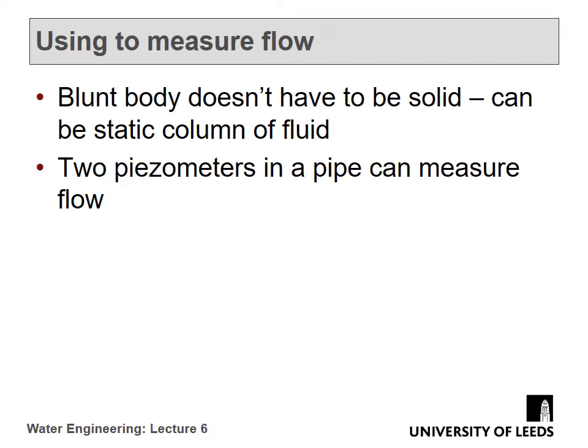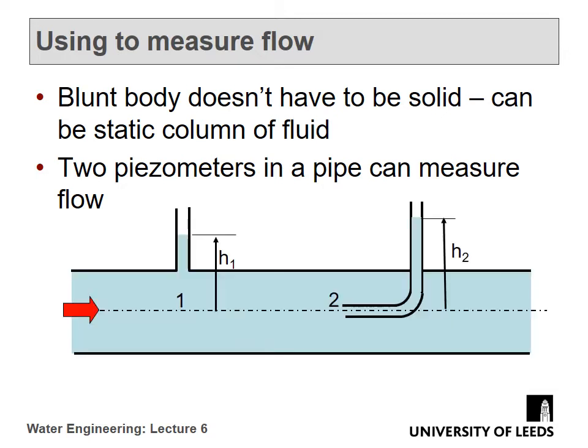Now, this blunt body, this thing that's stationary, doesn't have to be solid. It can be a static column of fluid, so it might be this L-shaped tube which we fill full of fluid, and as the flow flows along it, you've got some velocity going in here. It'll push the fluid up to a certain height, h2. We've measured here, so it's a sort of L-shaped manometer.